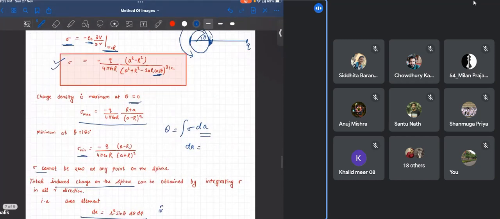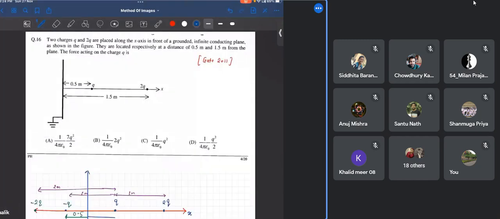So we will solve a problem here. That question is from the GATE 2011 exam. In this question, it is given that two charges Q and 2Q are placed along the x-axis in front of a grounded infinite conducting plane. So this plate is already grounded, that means potential is zero. They are located respectively at distances of 0.5 meter and 1.5 meter from the plane. What is the force that is going to act on charge Q? So we have to calculate the force on charge Q.